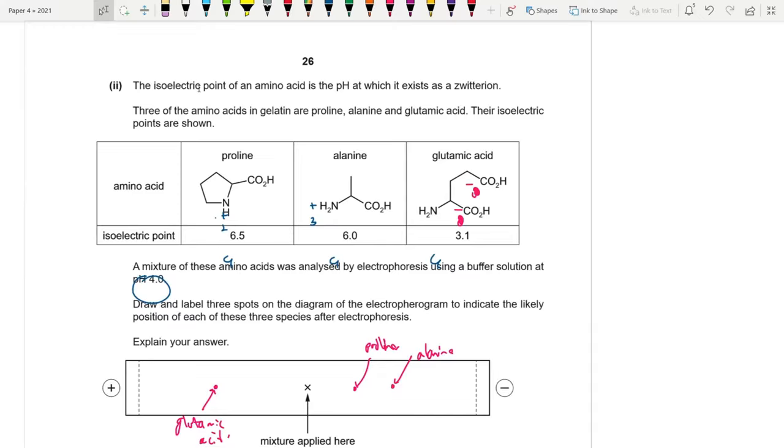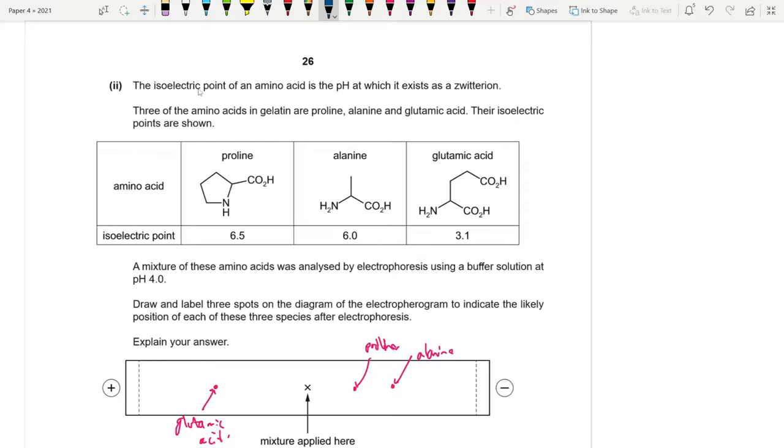The isoelectric point of an amino acid is the pH at which it exists as a zwitterion. 3 of the amino acids in gelatin are proline, alanine, and glutamic acid. Their isoelectric points are shown. Okay. Six, 6.5, and 3.1. So, guys, we're going to perform electrophoresis. A mixture of these amino acids was analyzed by electrophoresis using a buffer solution at pH 4.